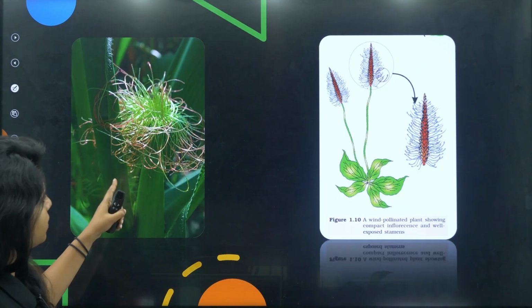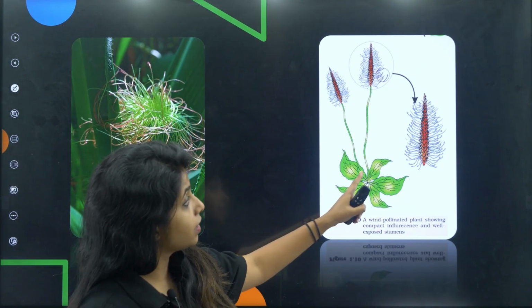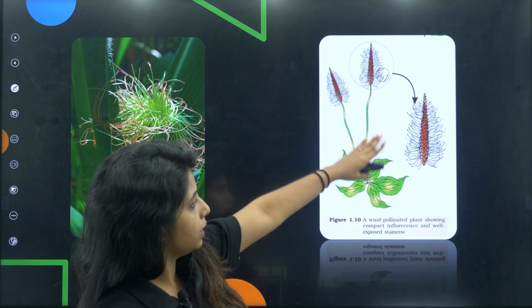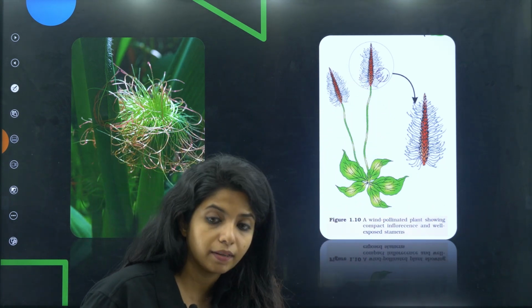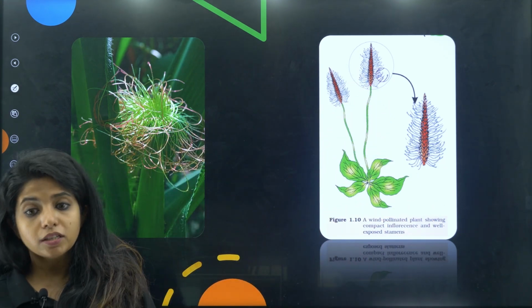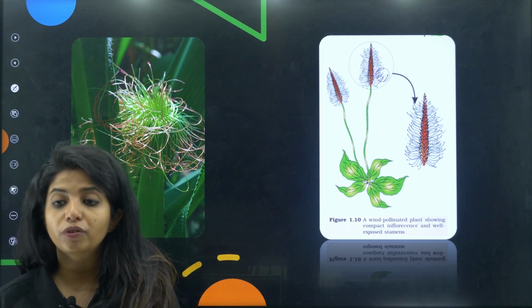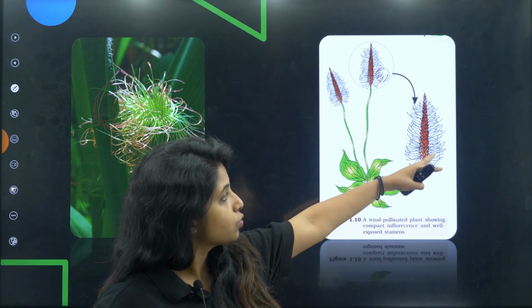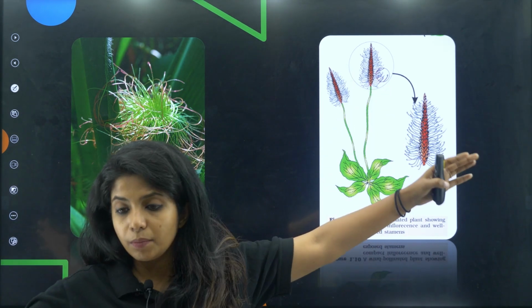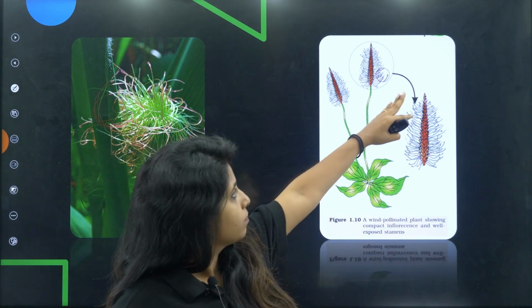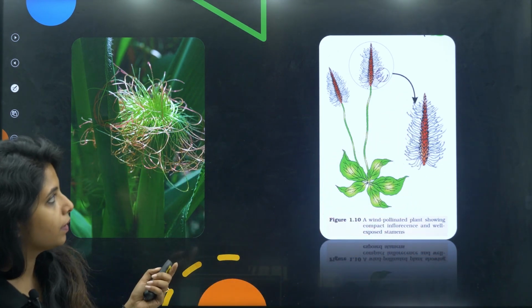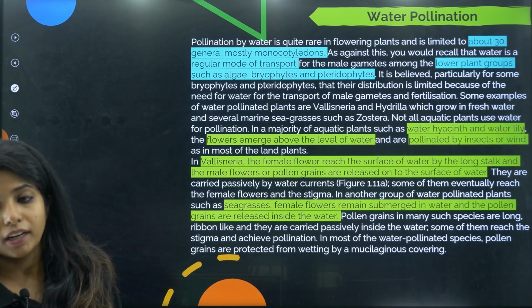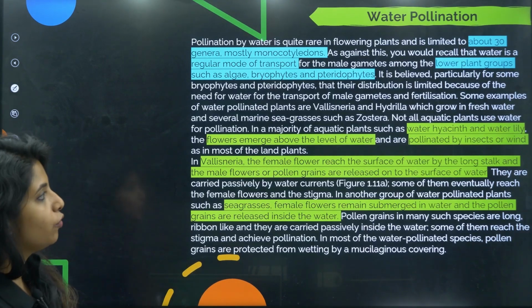Now, the book example is given, it is this. If this picture is shown to you in the paper, and they ask what type of pollination this particular plant is going to show, it is going to show wind pollination. As you can see over here, they have so many structures being aligned, that is the stamen, multiple stamens, giving rise to multiple pollen grains as well.